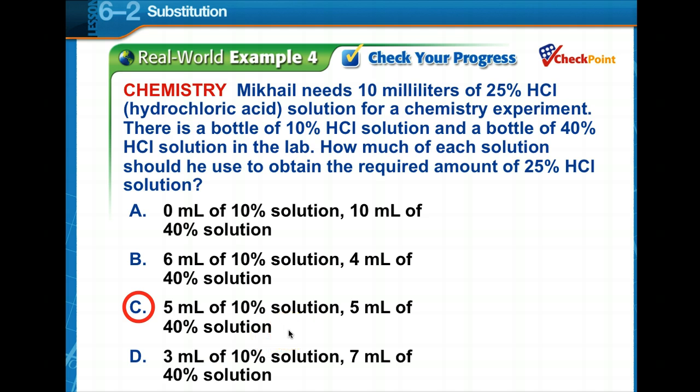Good job, folks. Now it's time to get with your groups and work on your exercises.